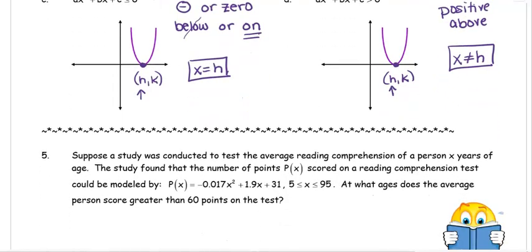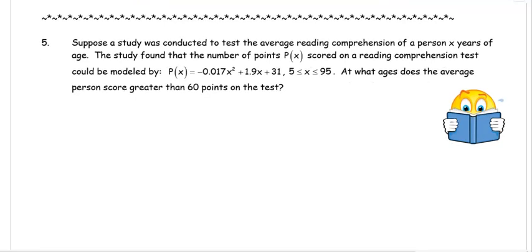Now let's take a look at an application of this. Number 5 says, suppose a study was conducted to test the average reading comprehension of a person x years of age. The study found that the number of points P of x scored on a reading comprehension test could be modeled by the following equation, where 5 is less than or equal to x, which is less than or equal to 95. This right here, this is our domain.